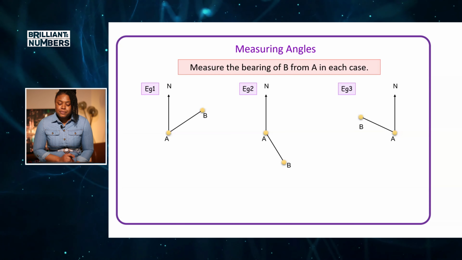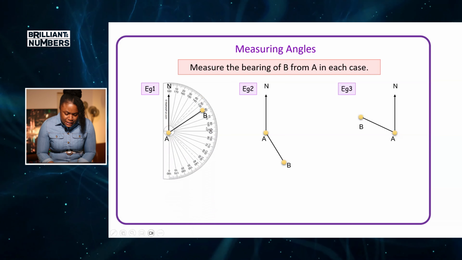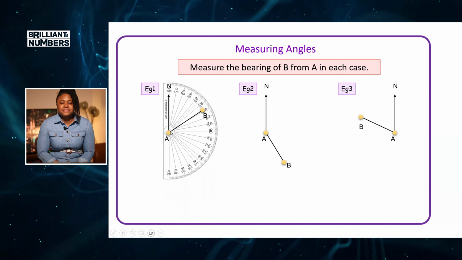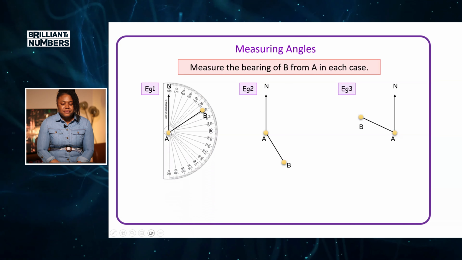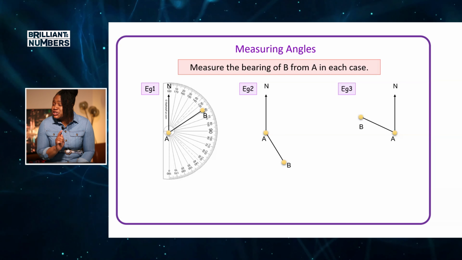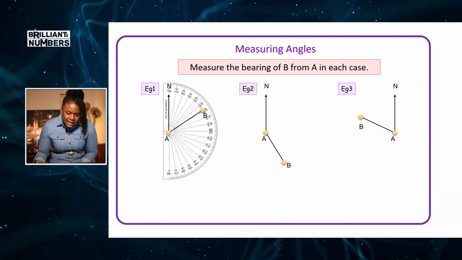So nice and calm, I'm going to slowly put my protractor in. You notice here that my center is on A. My baseline is on the north line, and I have to pay attention to my scale. My protractor has two scales, an inner scale and an outer scale. Now I use the scale that is flat dead onto the north line on 0. So if I look here, it is the outer scale that's on 0.